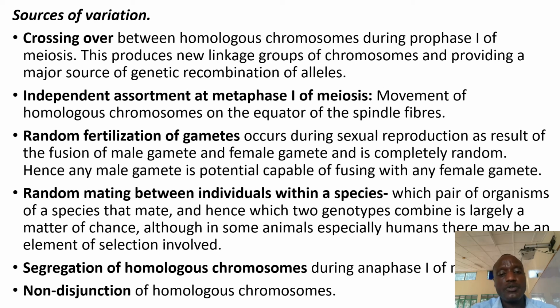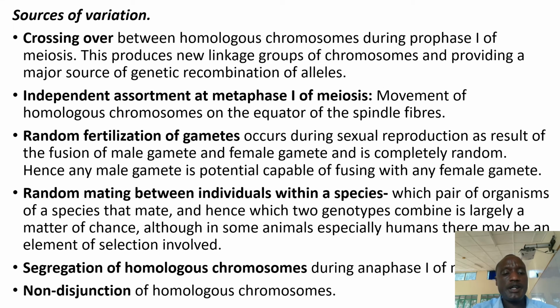Random fertilization of gametes. I have already explained this one. During sexual reproduction, gametes fuse, the male gametes and female gametes fuse together. But how fertilization is done is a matter of chance. The male gamete which is potentially capable is the one which fuses with the egg cell. So fertilization is done randomly.